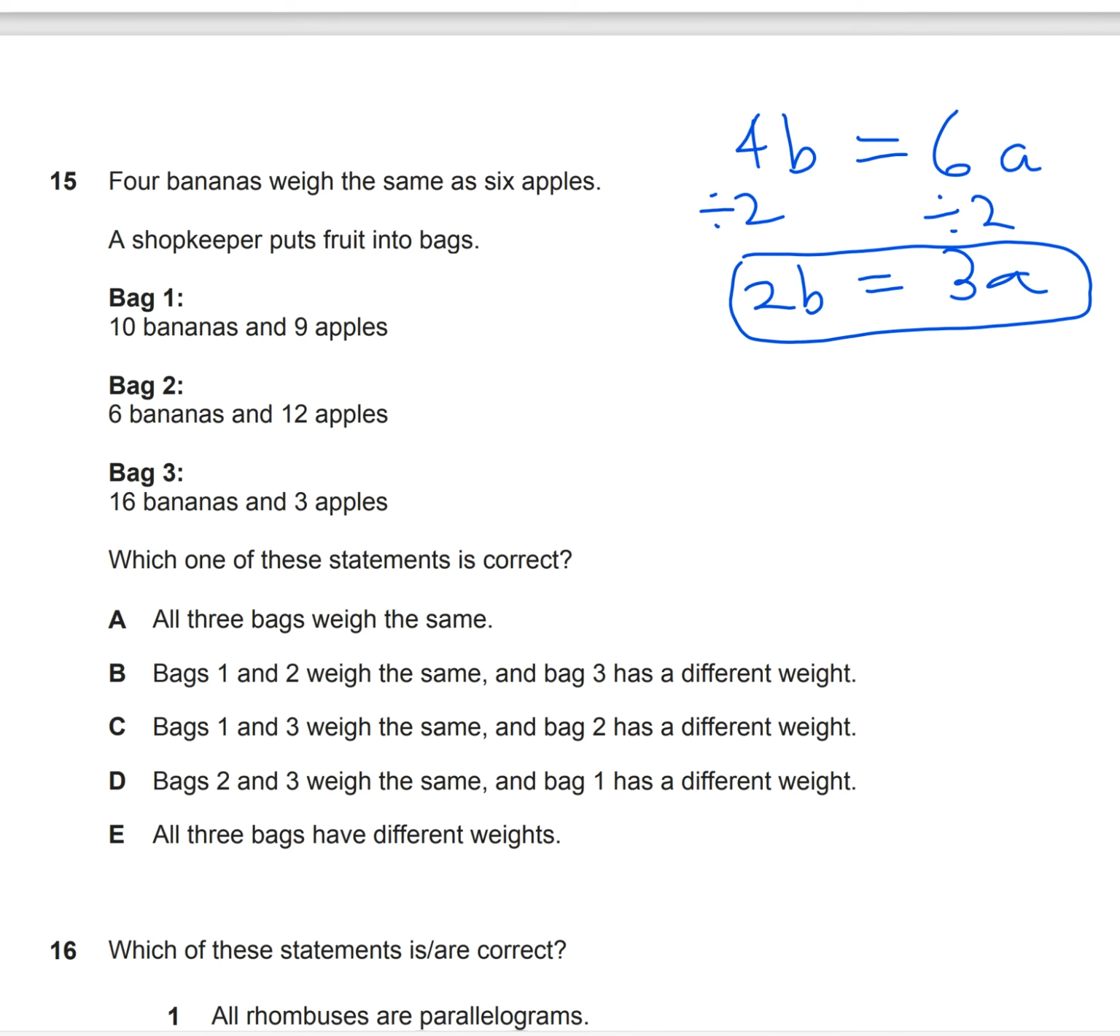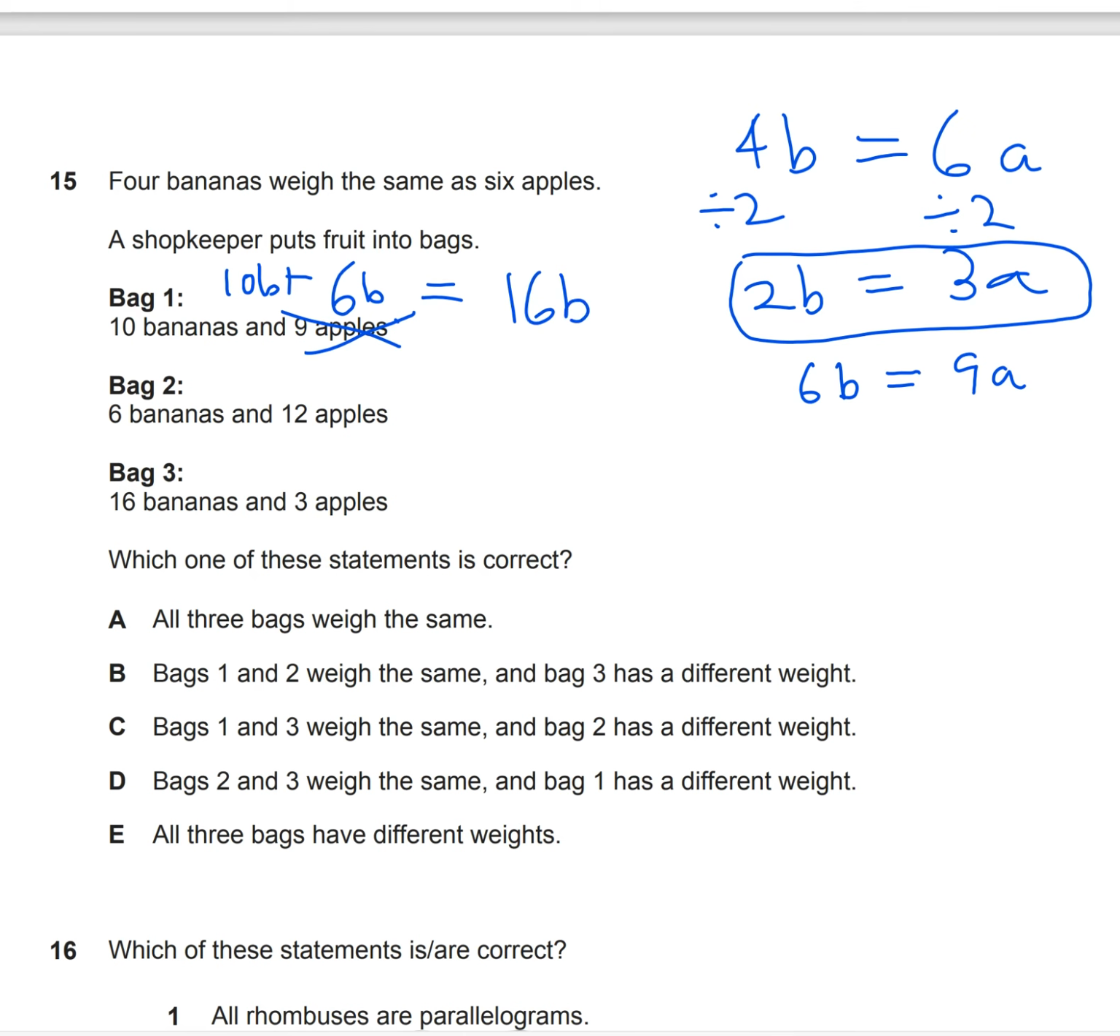So we have 10 bananas in bag 1. The 9 apples, I want to change this into bananas. 3 apples is 2 bananas, so 9 apples will be the same as triple, so times that by 3, 6 bananas. Instead of 9 apples, I want to write 6 bananas. So 10 bananas plus 6 bananas, bag 1 will be 16 bananas.